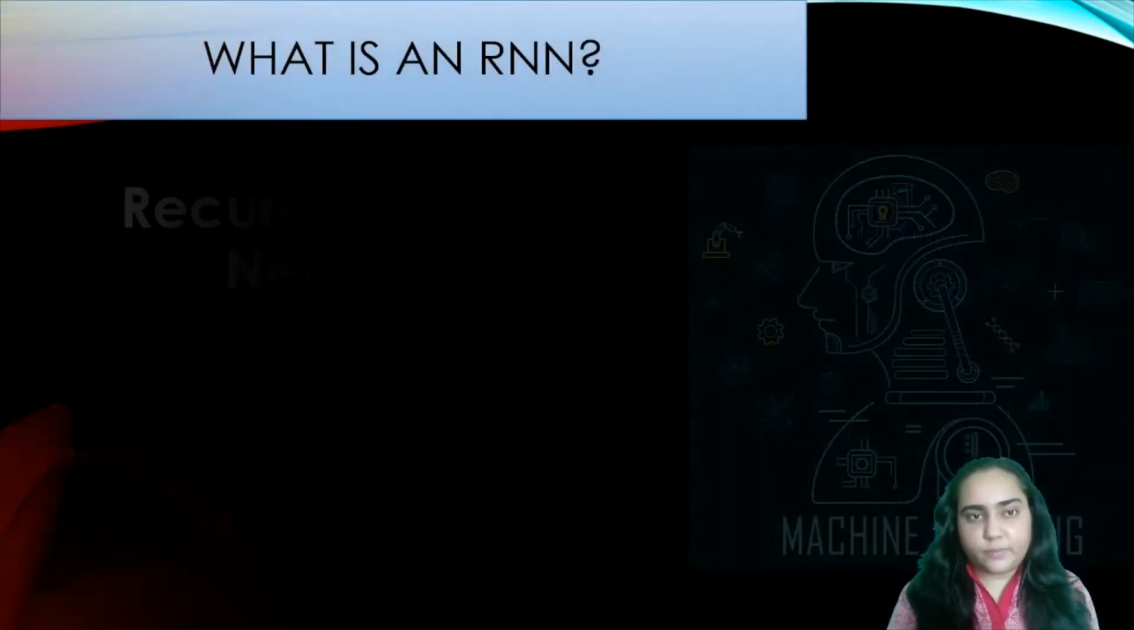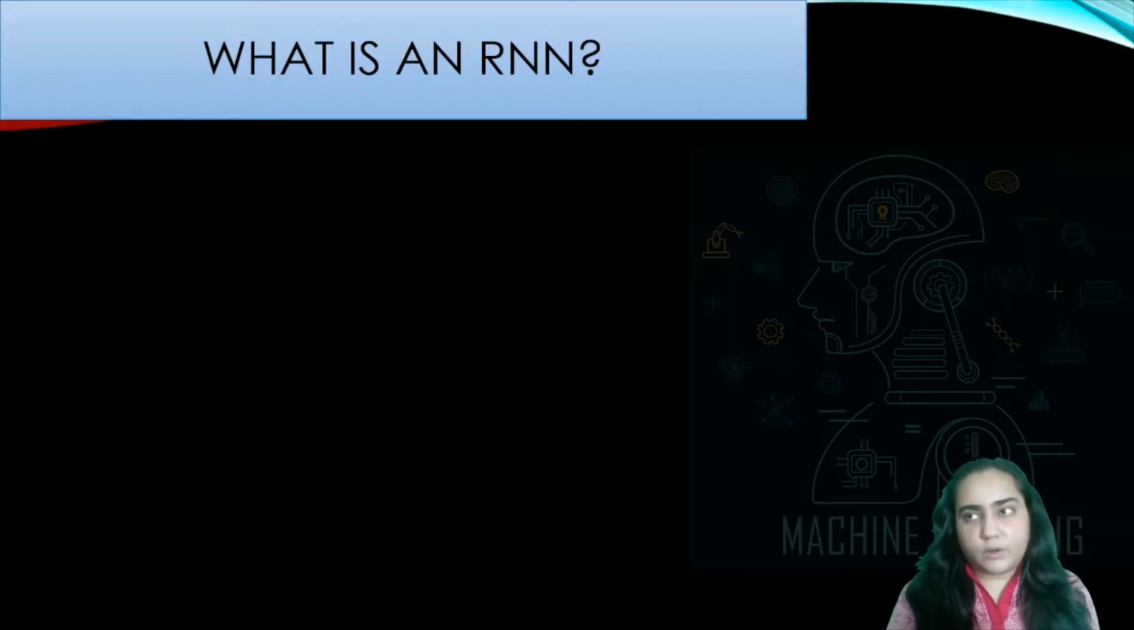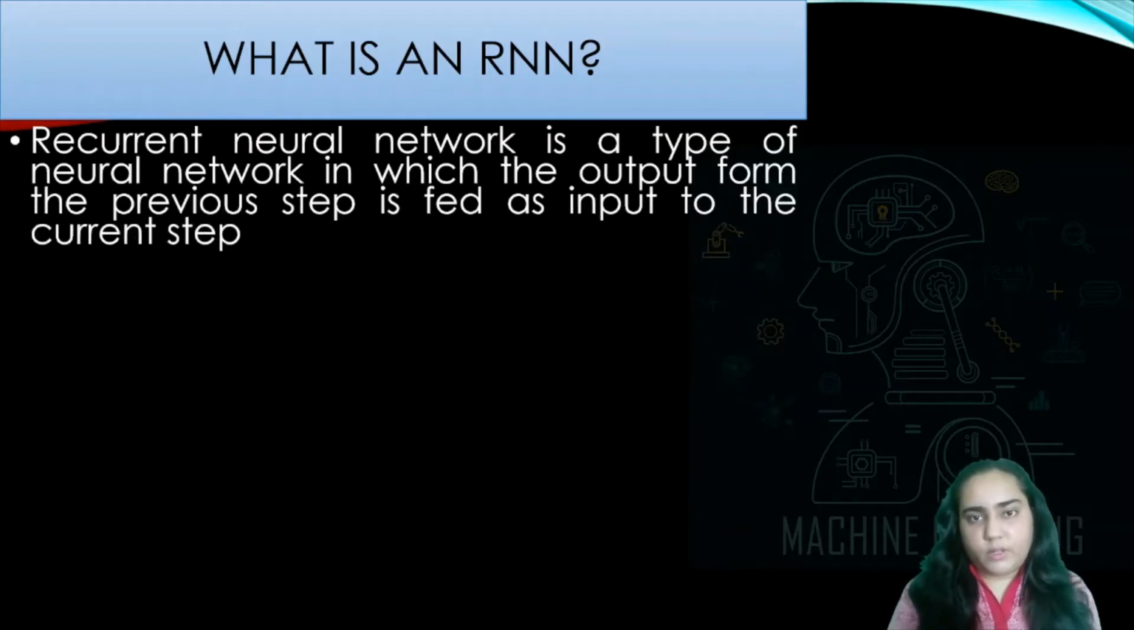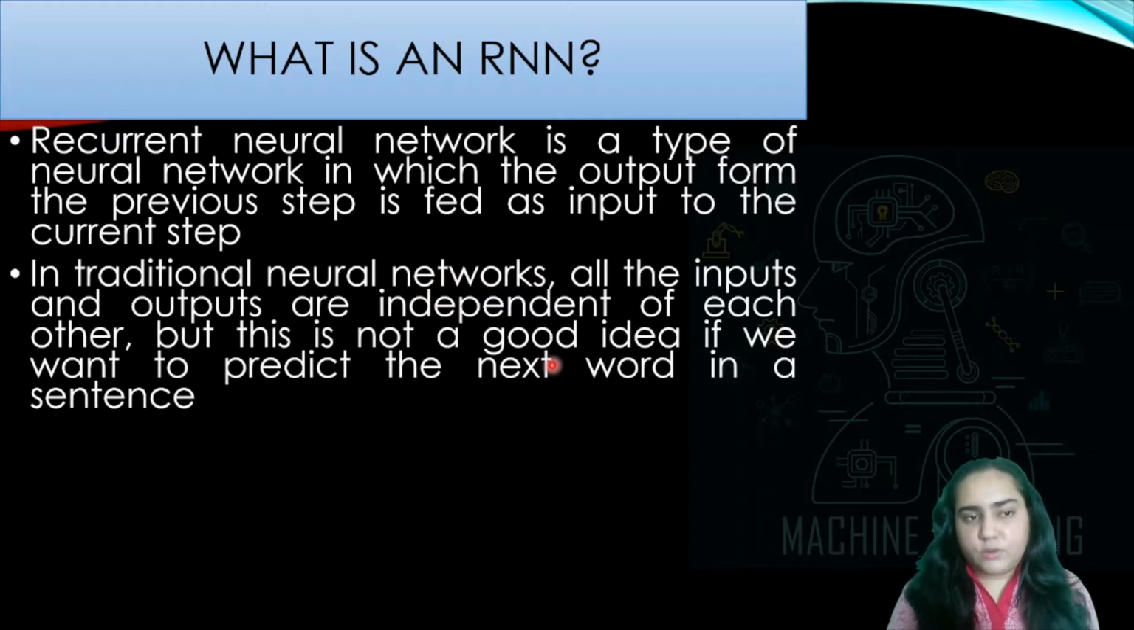So let's begin. First, let's see what an RNN is. RNN stands for a recurrent neural network, which is a type of neural network in which the output from the previous step is fed as an input to the current step. In traditional neural networks, we know that all outputs and inputs are independent of each other, which is not a good idea if you want to predict the next word in a sentence. In this case, the previous words of the sentence do matter a lot. And if you wanted to do any such thing, you might want to use a recurrent neural network.